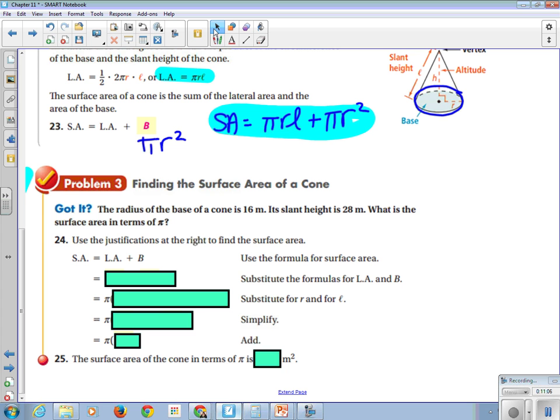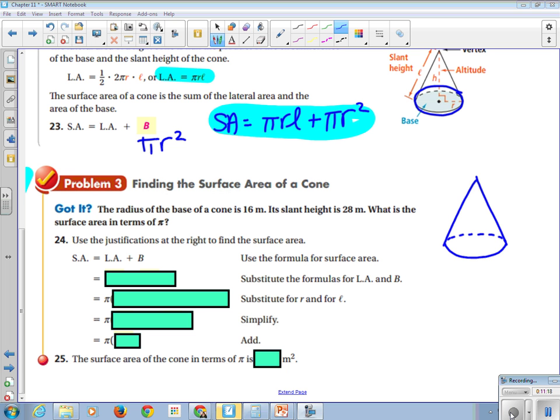All right. So we have a radius of our cone, and guess what? Anytime I'm encountering a problem, I'm going to draw a picture. Even if I know what a cone looks like, it's always helpful to have the right dimensions. So the radius of the base of a cone is 16 meters. The slant height is 28 meters. Remember, that goes along the face. What is the surface area in terms of pi?